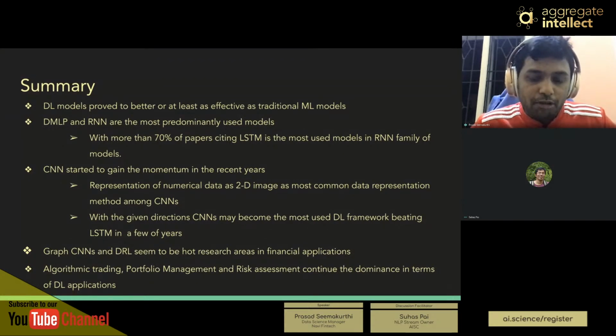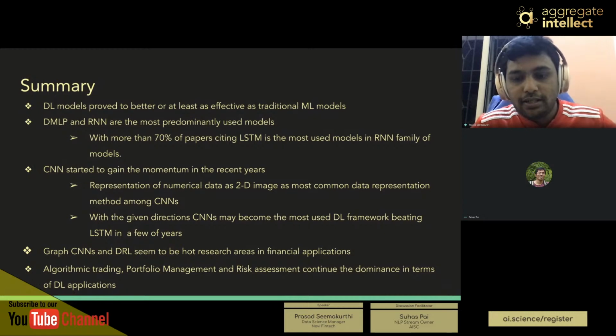There are a bunch of innovations going on in CNN. As CNNs are primarily used for image classification, people are innovating to represent structured data as a 2D image, which they can feed to the convolutional neural nets and make a classification output.